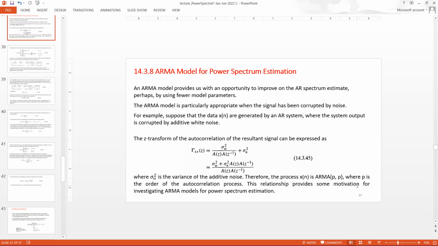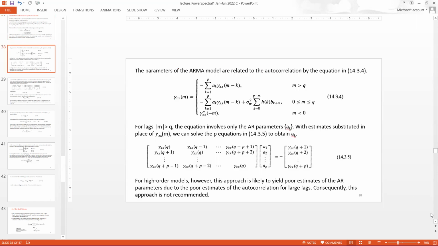এখন আমাদের এই যে the process xn is ARMA PQ where p is the order of the autocorrelation process. দুটাই p করে দিতে, order of our autocorrelation process. And then the parameters of the ARMA আমরা এর আগে দেখেছিলাম, for your better understanding I again copied that equation 4 here.